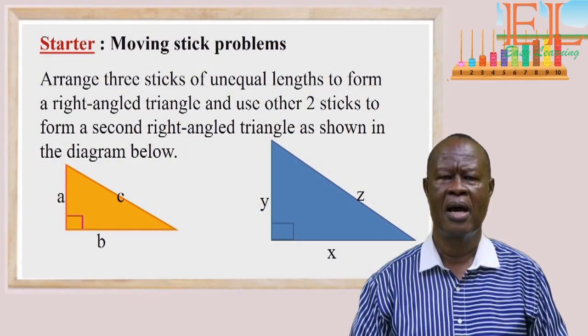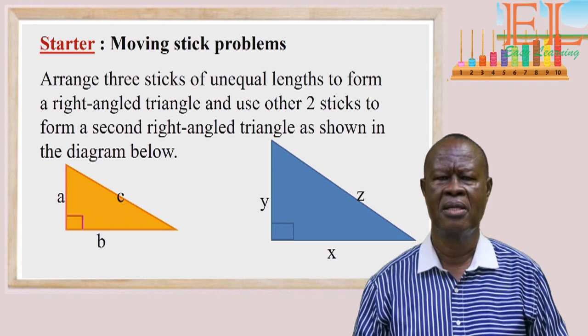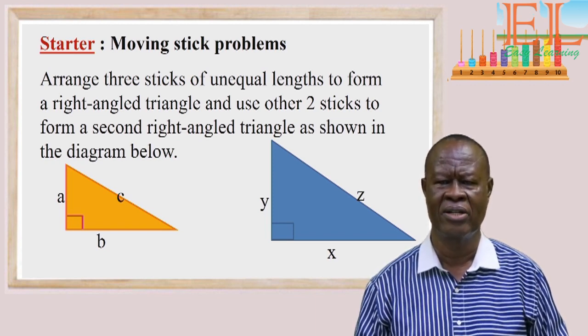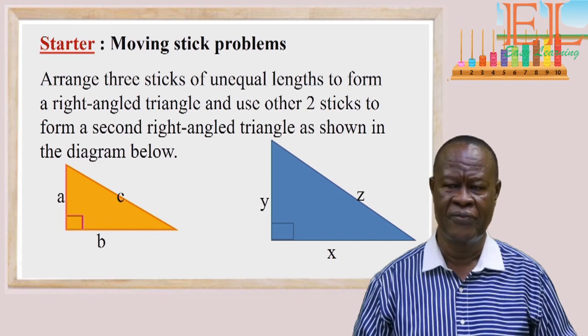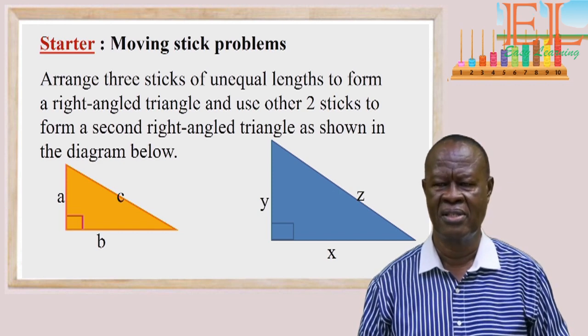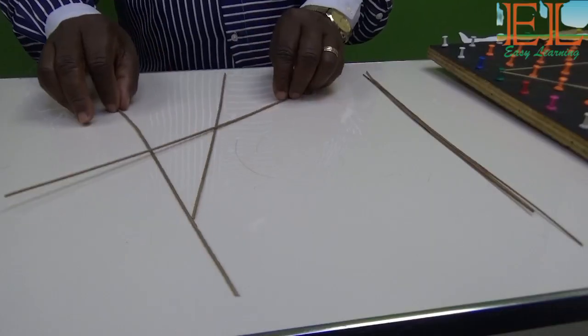I will start with an activity that will motivate the students. I want you to take 6 sticks. We are going to use 3 of the sticks to form a right angle triangle. In this case, you are going to form 2 right angle triangles of different lengths. I'm demonstrating this with the broomsticks here.